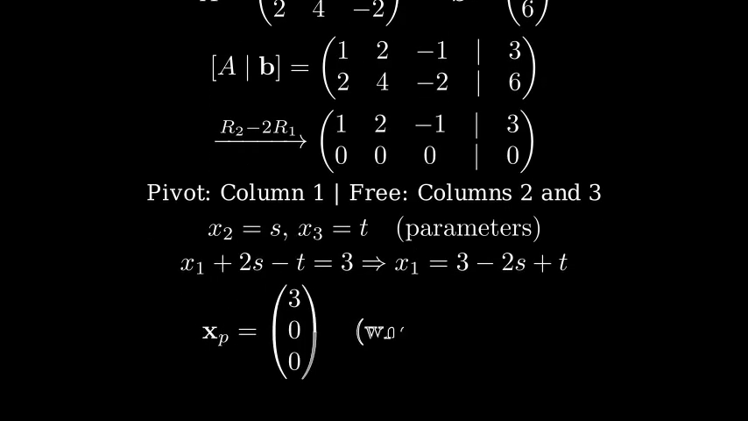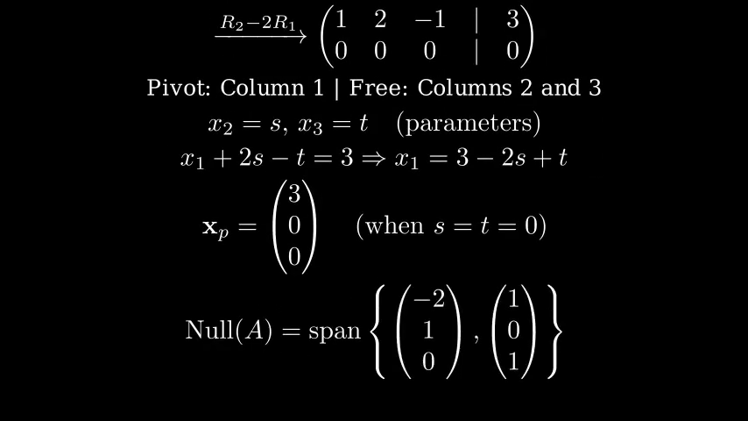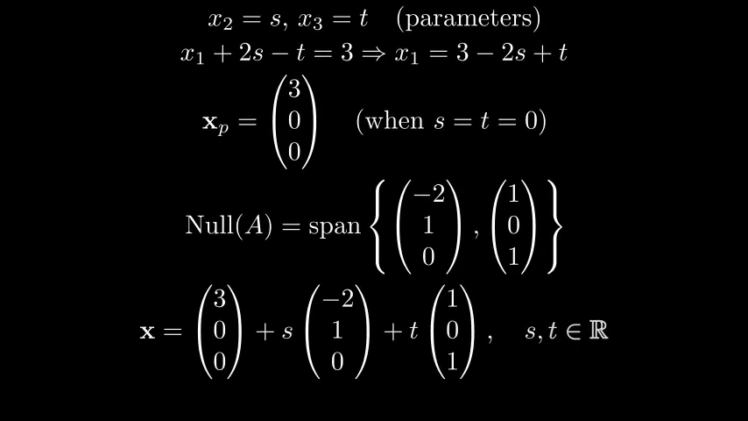A particular solution is x1 equals 3, x2 equals 0, x3 equals 0, which we get by setting s equals t equals 0. The null space is spanned by the vectors -2, 1, 0, and 1, 0, 1. The general solution is the vector with components 3, 0, 0 plus s times the vector with components -2, 1, 0 plus t times the vector with components 1, 0, 1, where s and t are any real numbers.